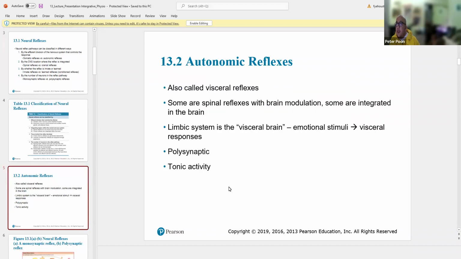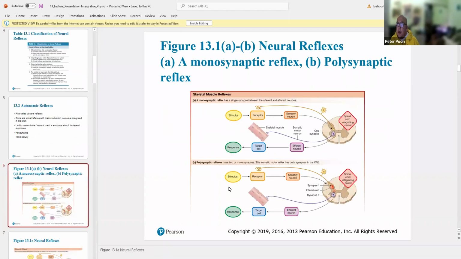Automatic reflexes or autonomic reflexes, we talk about. The reflexes break down into monosynaptic and polysynaptic reflexes. Monosynaptic, one synapse. Polysynaptic, more than one synapse, usually two. And these are going to be a little bit slower reflexes.